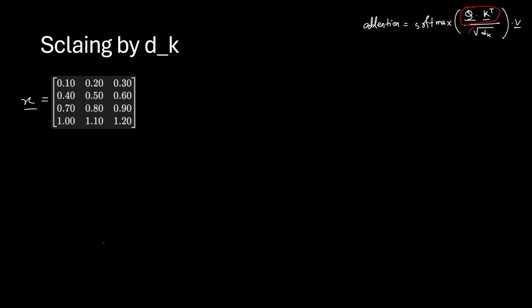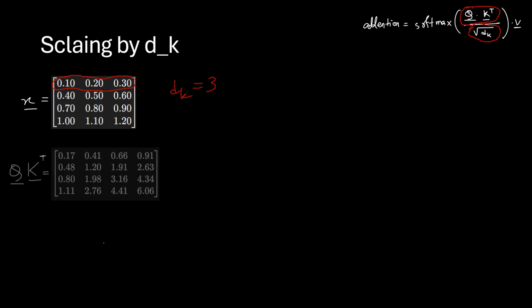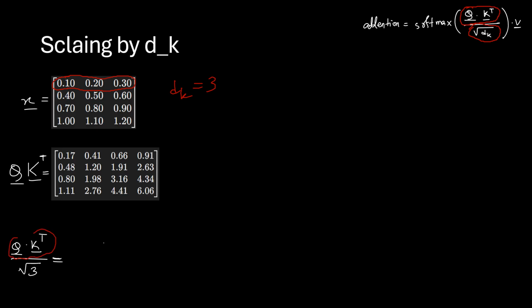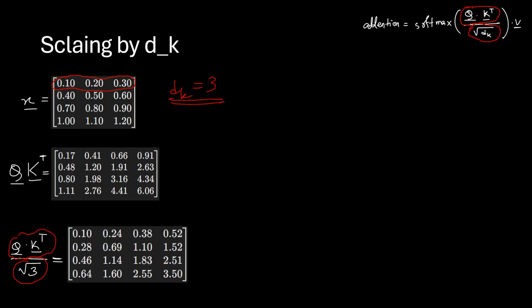Now our second step is dividing the multiplication result by square root of dk. So what is dk? dk is the embedding dimension. Each of our embedding vectors was of dimension 3. So in our case, dk is equal to 3. So this is our multiplication result. We'll have to divide q times k transpose by square root of 3, as our dk is 3. And the result we'll find is this.